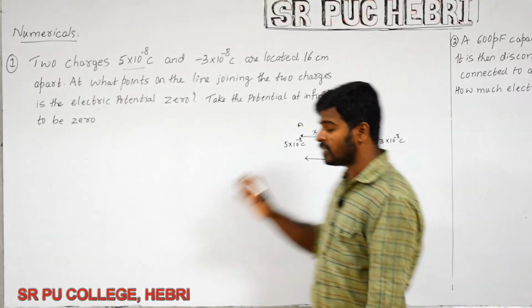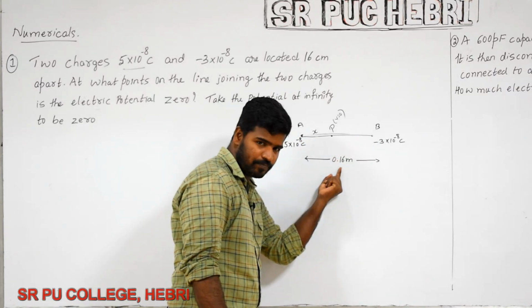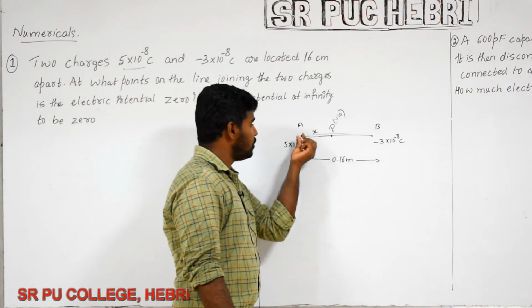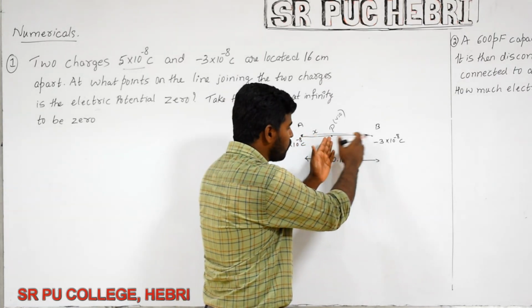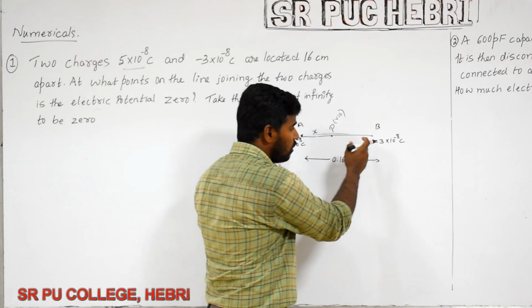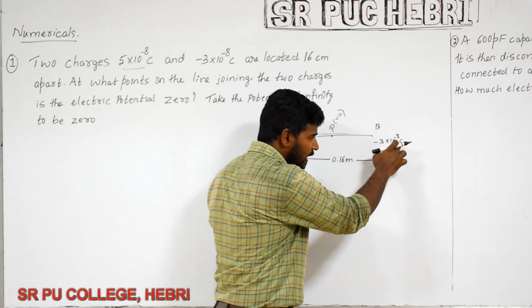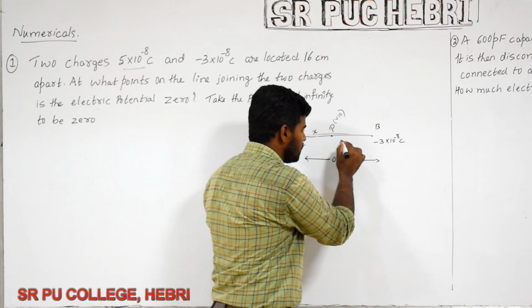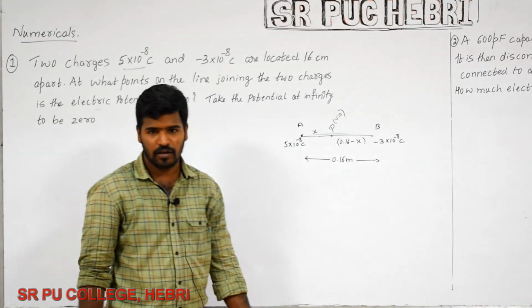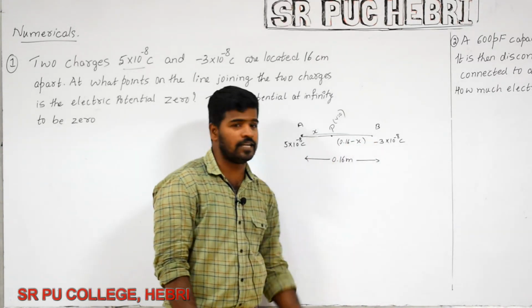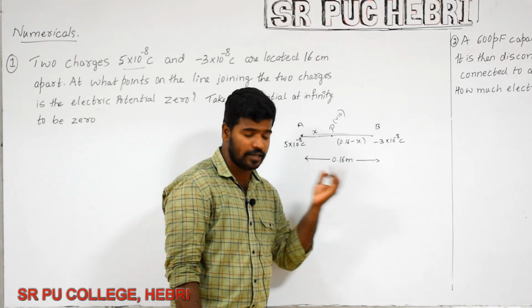Therefore, what is the rest of the distance? The total distance from A to B is 0.16 meters. If the distance from A to P is X, then the remaining distance from the point B, the charge minus 3 into 10 raised to the power minus 8 coulomb, to the point P is expressed by 0.16 minus X. Is it clear? The remaining distance is 0.16 minus X.